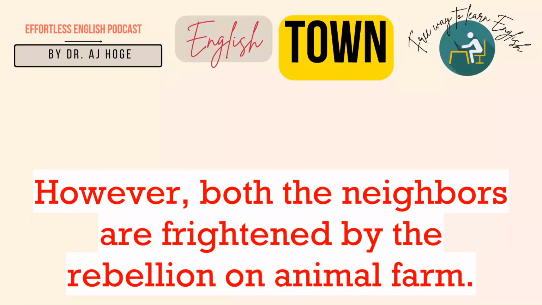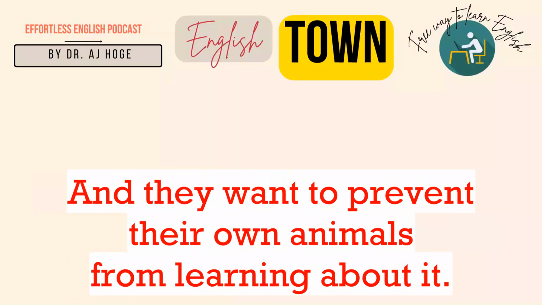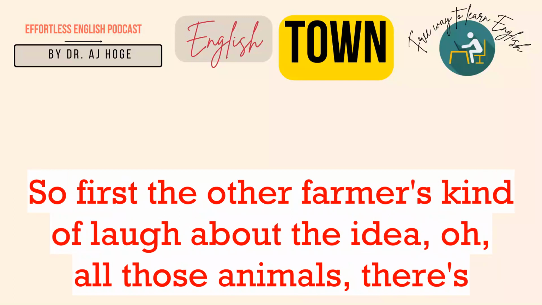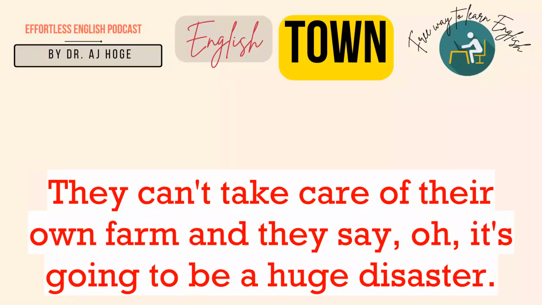However, both the neighbors are frightened by the rebellion on Animal Farm, and they want to prevent their own animals from learning about it. So first, the other farmers kind of laugh about the idea. Oh, those animals, haha, there's no way, they can't take care of their own farm. And they say, oh, it's going to be a huge disaster.